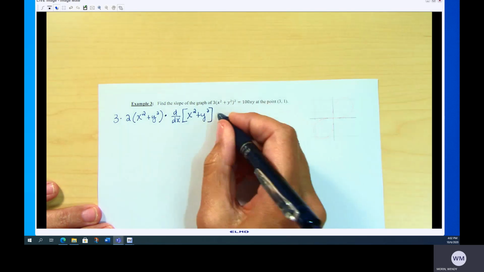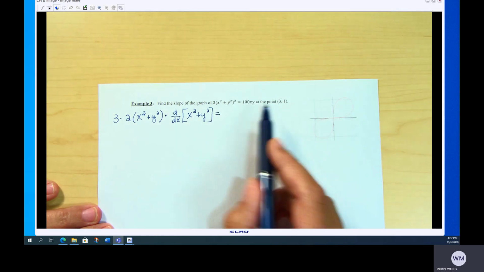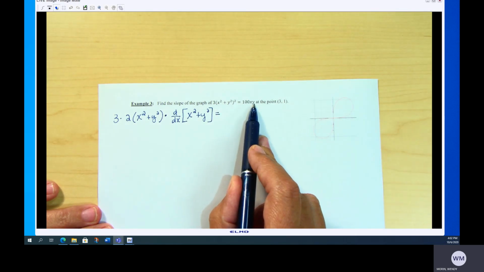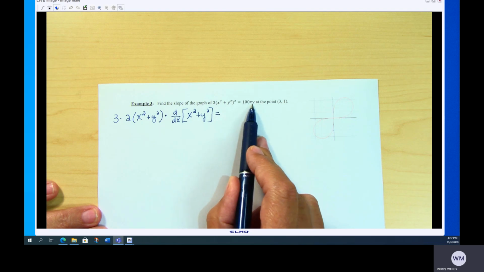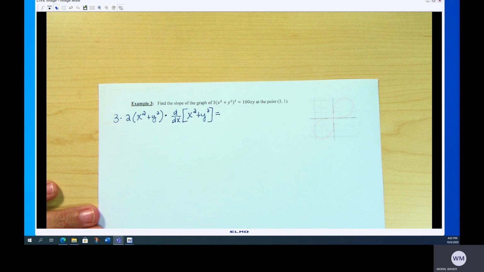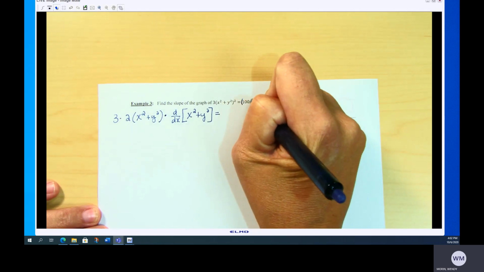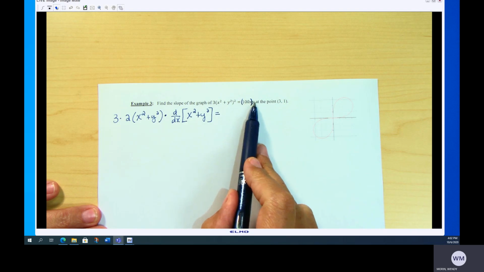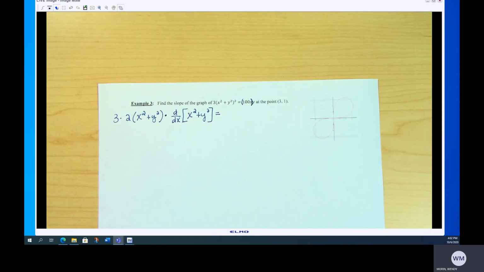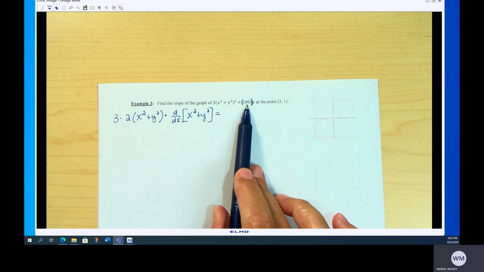Okay, and then I'm going to go to the other side. 100xy. How are we going to do the derivative of that? Well, that's 100 times x times y. We can't do a product rule with 3 things, only 2 things. So if you remember, I recommended that you call this your first function and call this your second function. So why don't you pause the video and try to use the product rule with this as your first and this as your second.